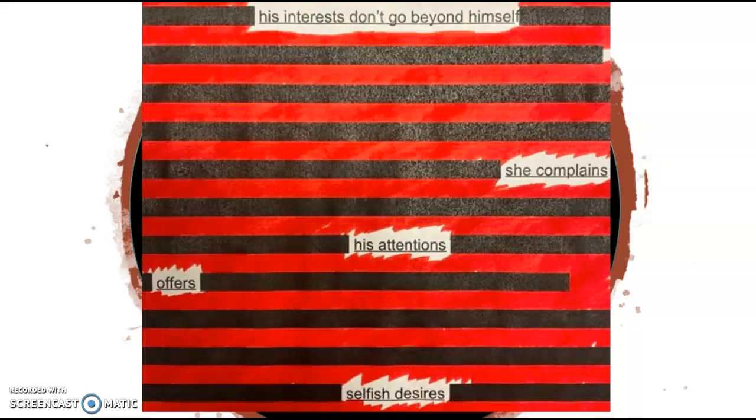The last two treated pages play off each other. They both have linear reading paths, but have two extremely different messages. The first one reads, "His interests don't go beyond himself," she complains. "His attentions offer selfish desires." This depicts a woman who is in a destructive relationship. The red and black colors are meant to represent the hurt and torment that another individual is causing her.